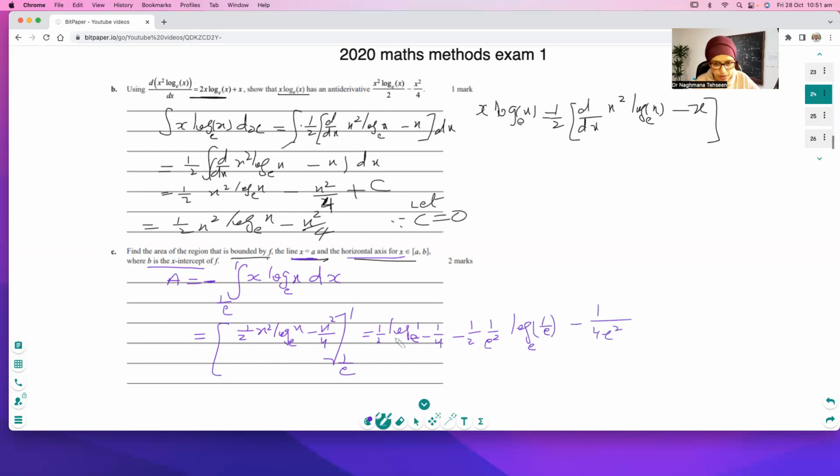And that will give me, this is 0, so we get minus 1 over 4 e squared log e. So that gives me 1 as well. Minus 1 over e squared and minus 1 over 4 e squared. And there is 1 minus outside. That will give me 1 over 4 plus minus 1 over 2e squared minus 1 over 4e squared.